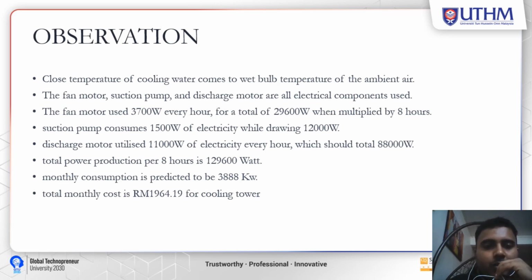The fan motor, suction pump, and discharge motor are all electrical components used in the cooling tower process. These components provide the electricity for the cooling tower to function. Each component's power was determined over an 8-hour period. So the fan motor uses 3700 watt every hour, for a total of 29,600 watt when multiplied by 8 hours.